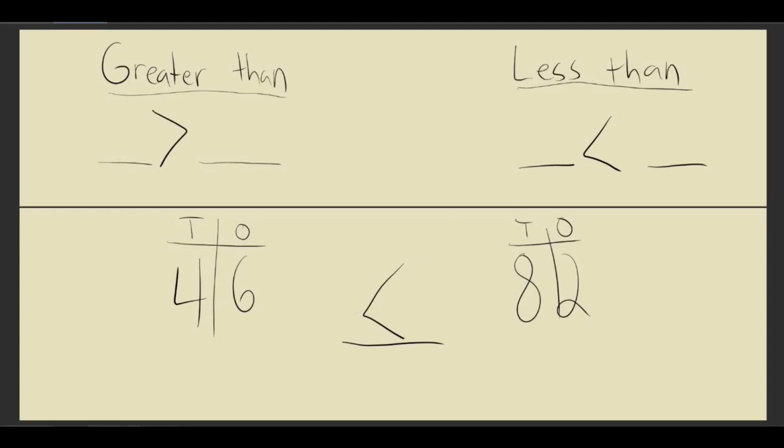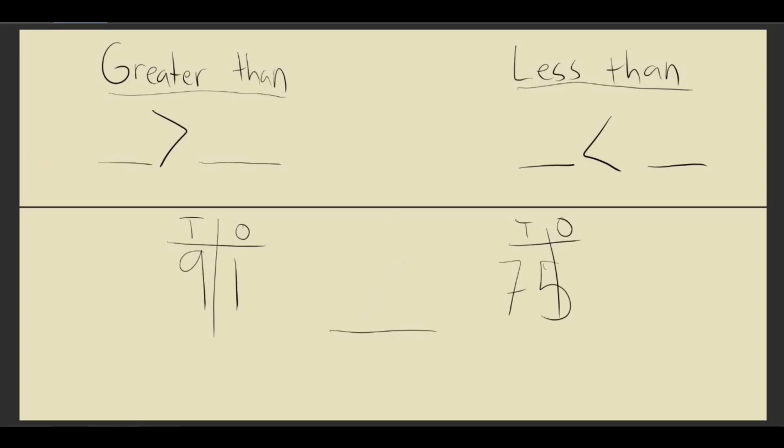Let's try one more. Similarly, I have my tens value for 91 and for 75. So I'm going to redraw my 2 charts, my tens and ones chart. Again, I'm going to start in the tens place because that's where I start, in the largest place value possible.